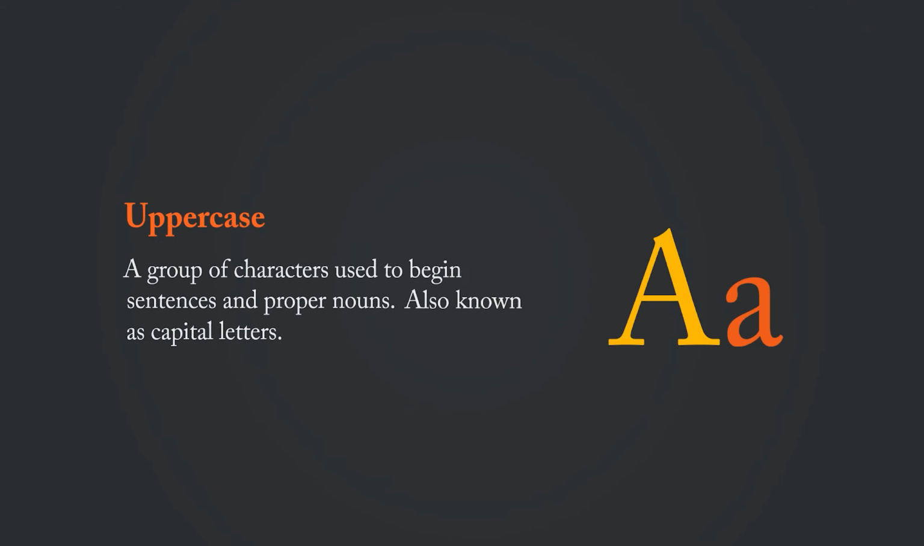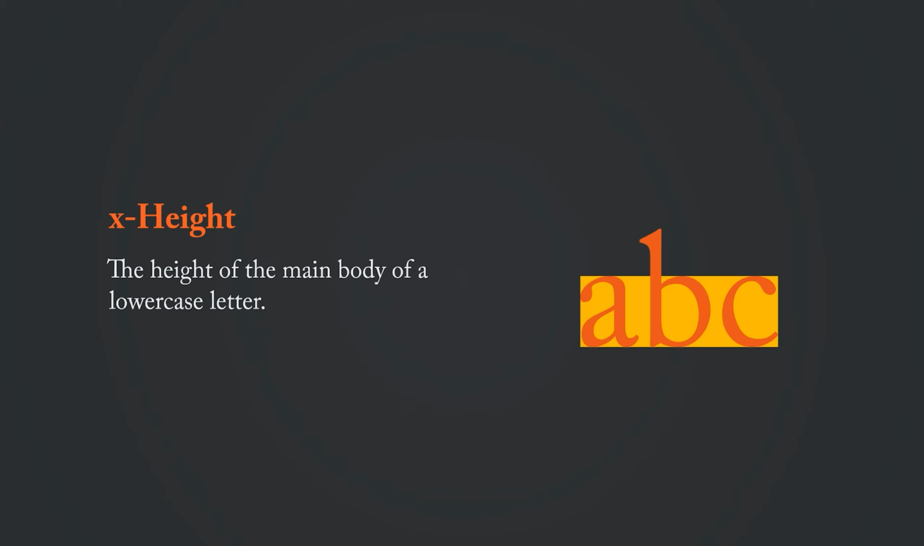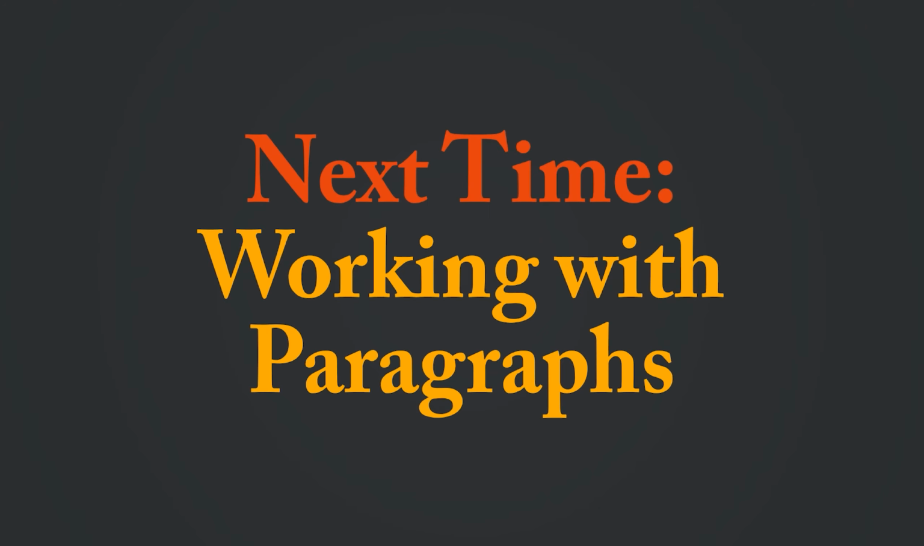Uppercase, we know this one too. A group of characters to begin sentences and proper nouns, also known as capital letters. X height is the height between the main body of a lowercase letter. We know this one too. The height between the baseline and the mean line. That is it. There is no Y or Z, which is nice, okay? So technically I should have called that A to X, but they didn't have quite the same ring to it.